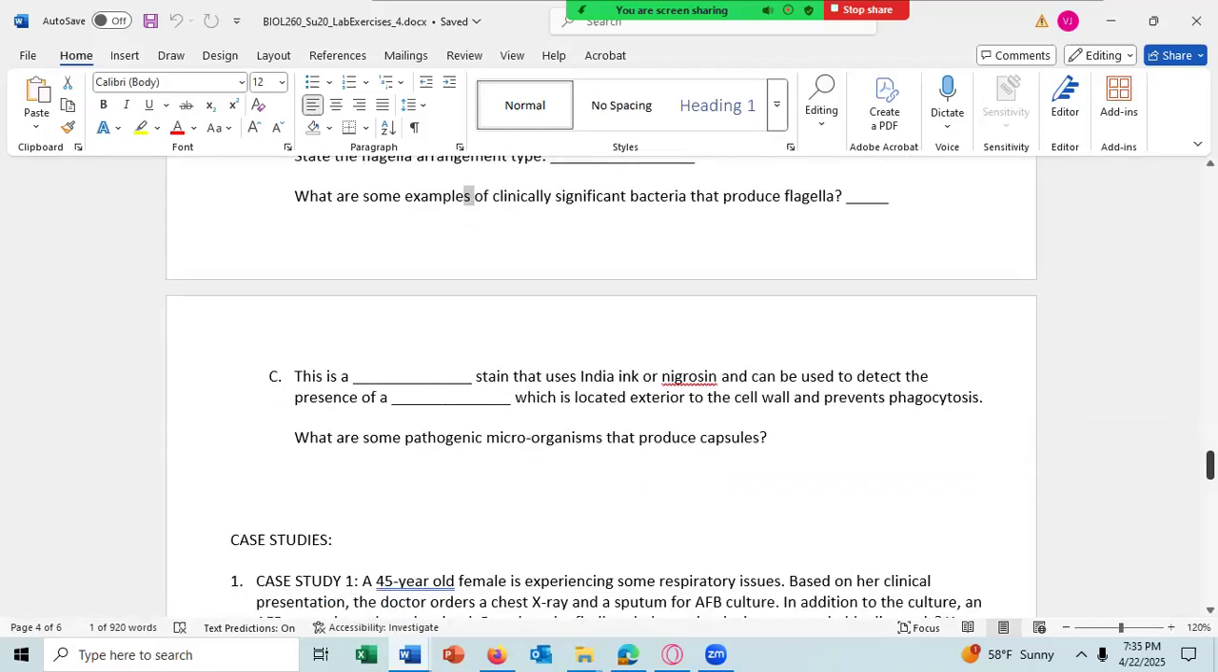5C, this is what stain that uses India ink or nigrosin and can be used to detect the presence of what cell structure, which is located exterior to the cell wall and helps prevent phagocytosis. C3, what are some pathogenic microorganisms that produce a capsule? You should be able to find that in a table in the lab module.